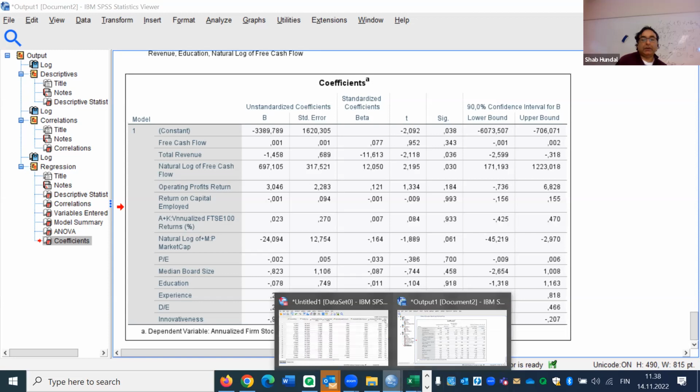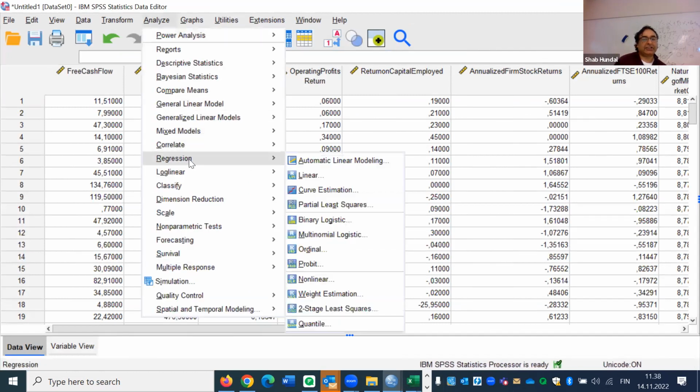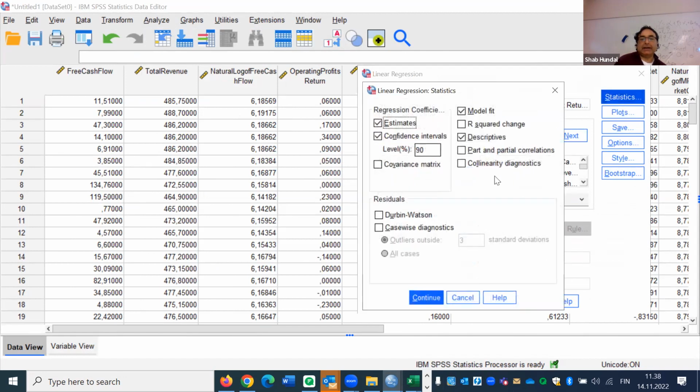I go to the spreadsheet again. I'm in this SPSS data sheet, and I analyze regression, linear. So I'm doing the same thing again, but this time I do something else. I write down collinearity and Durbin-Watson test. I continue.